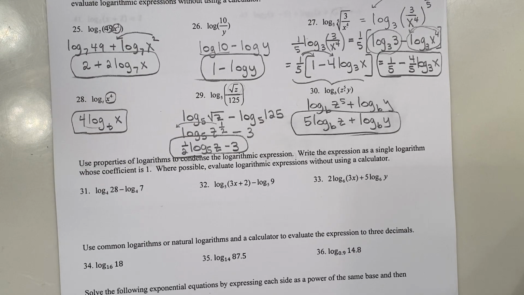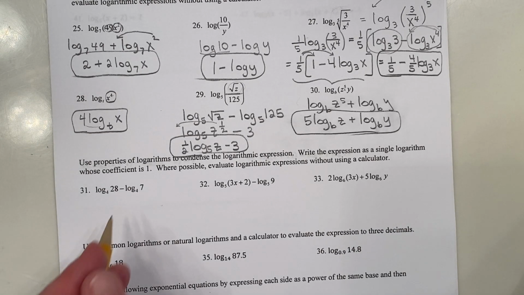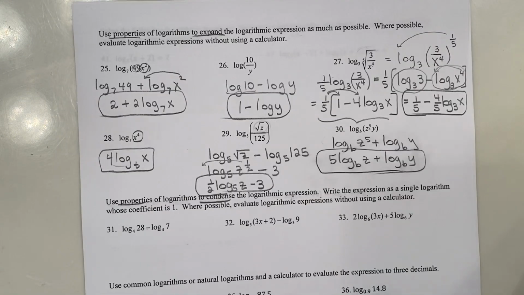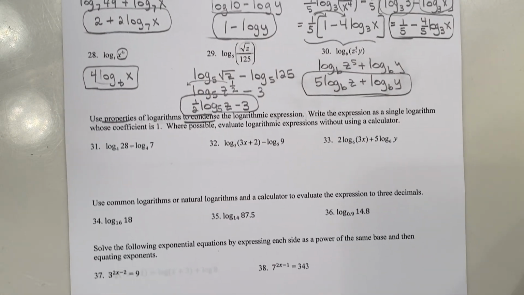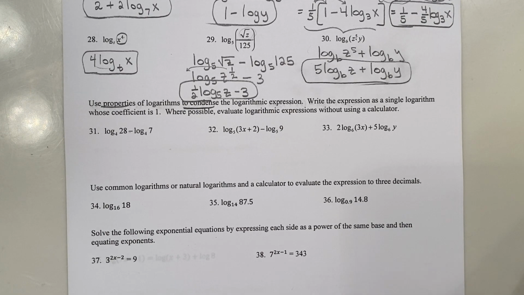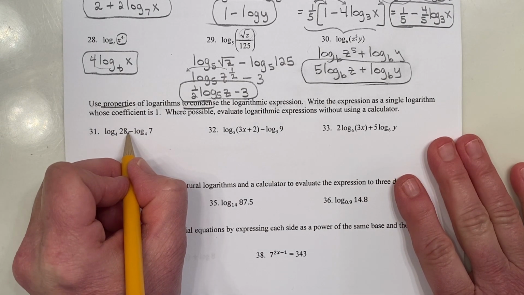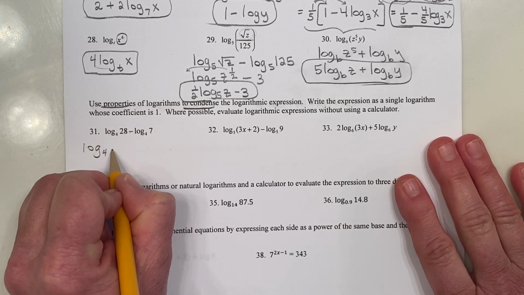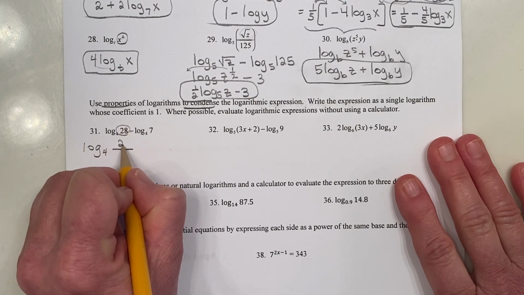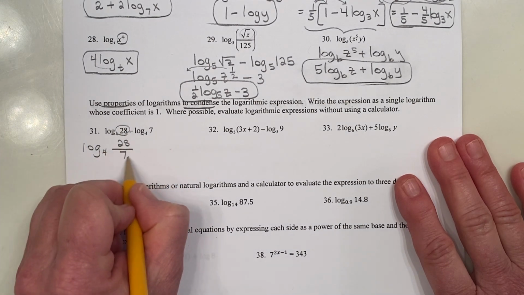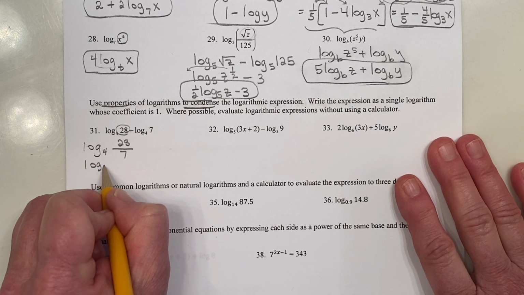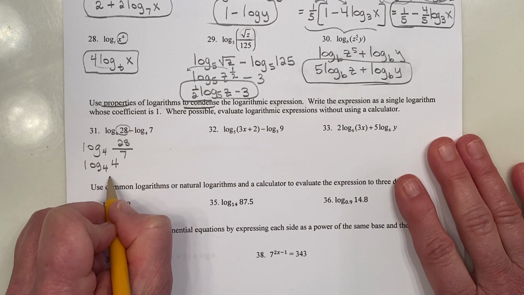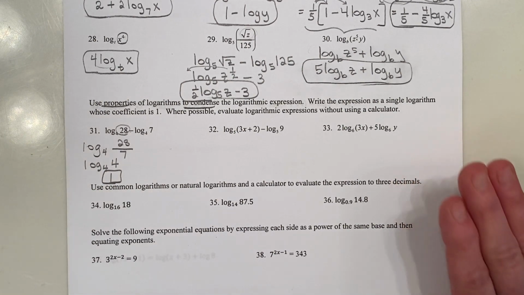Okay, 31, 32, and 33 have us go just the opposite way. We want to condense. We're going to use properties to condense, put it back together as a single log expression. So on 31, I see a subtraction, so I'm going to build a quotient. Both terms have a base of 4, so log base 4, fraction bar, 28 over 7. This will reduce to 4, but we're not done because this value is going to be 1, so that would be your final answer.